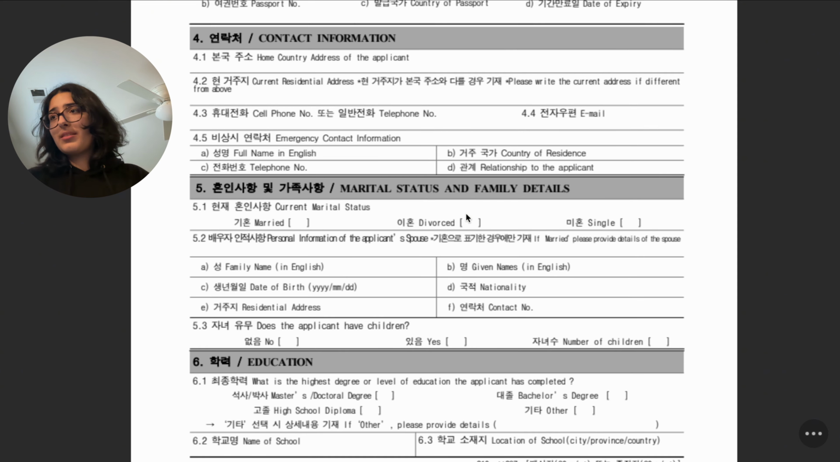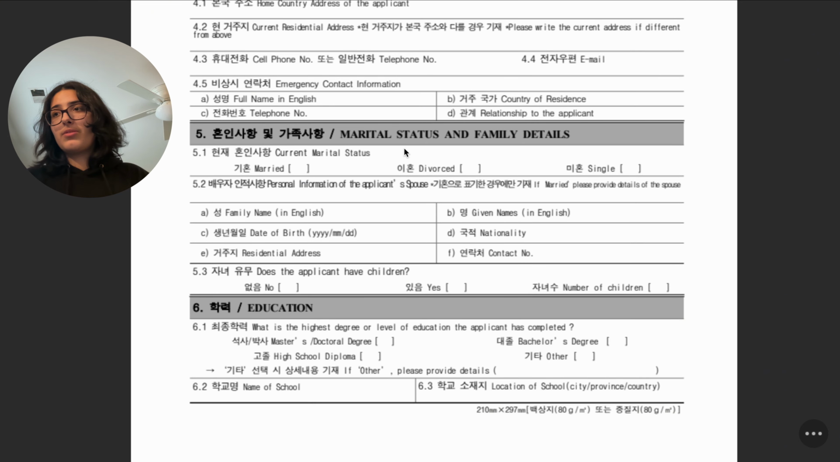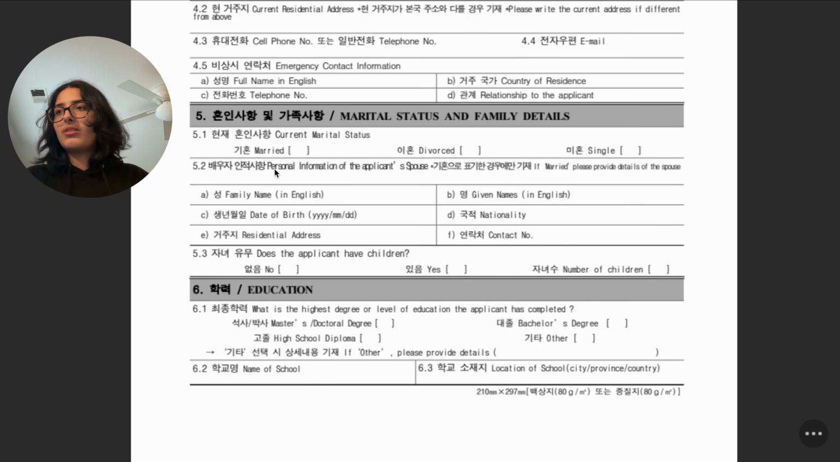Step 5, marital status and family details. So typical, married, divorced, single, and then if you have a spouse, you fill that out. If you have children, fill that out.